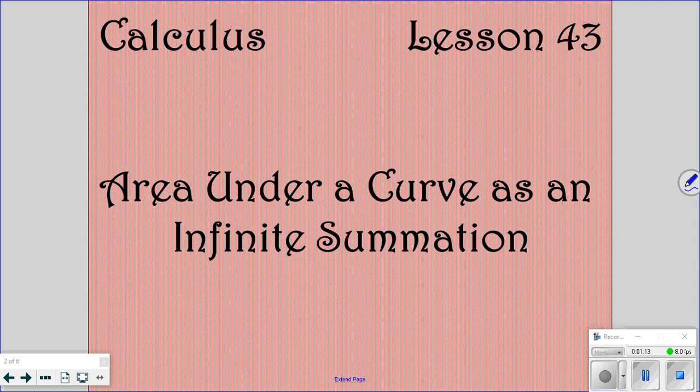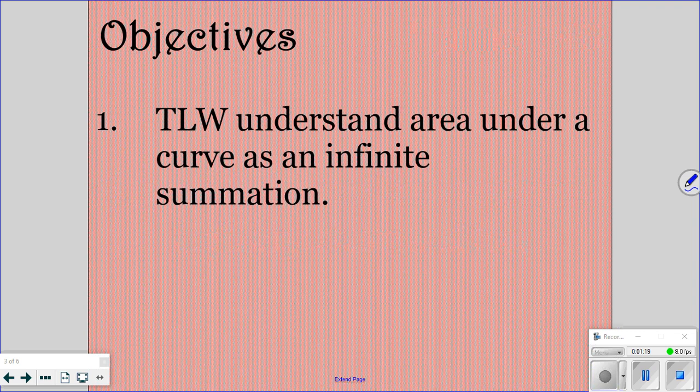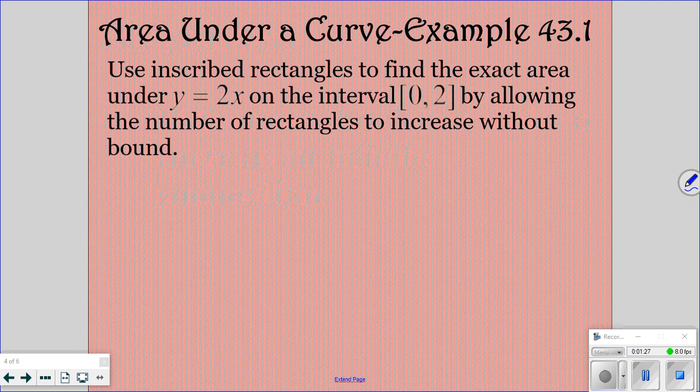We're looking at lesson 43 today, area under a curve as an infinite summation. Hopefully after this lesson, you'll understand how area under a curve as an infinite summation is going to work. So we're going to use inscribed rectangles to find the exact area under y equals 2x on the interval from 0 to 2 by allowing the number of rectangles to increase without bound.